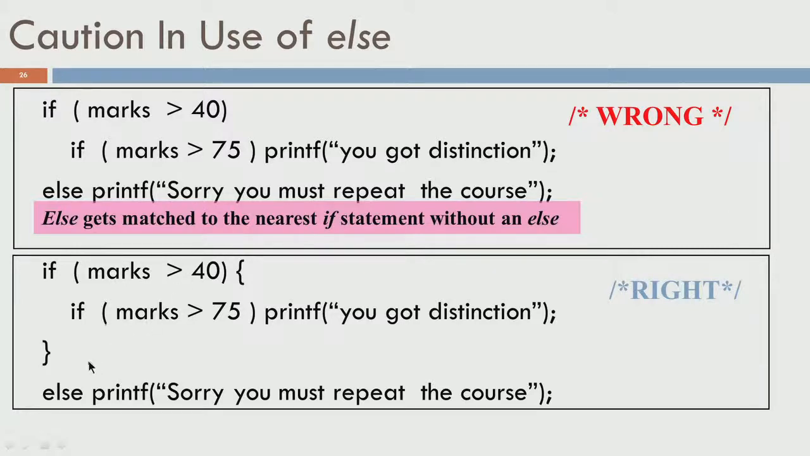What we really intended is this: if marks is greater than 40 and if the marks is greater than 75, printf you got distinction, and the else should have been for this if condition. So, since else always attaches itself to the nearest if, not having this brace here, even though it is one single statement here, would result in something that you do not desire to have. So, be cautious about this.